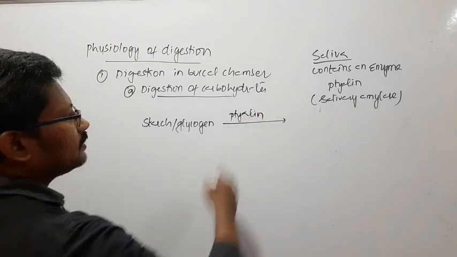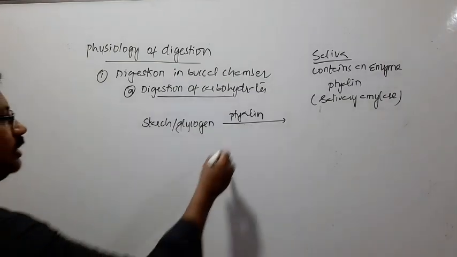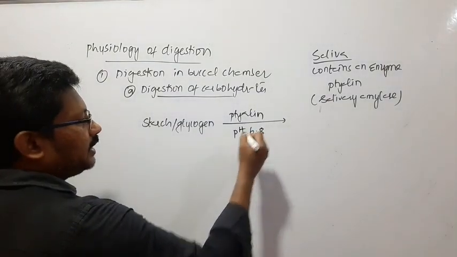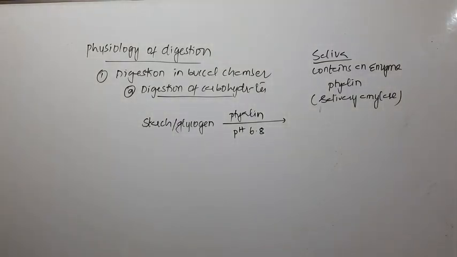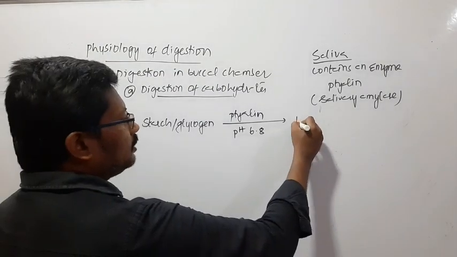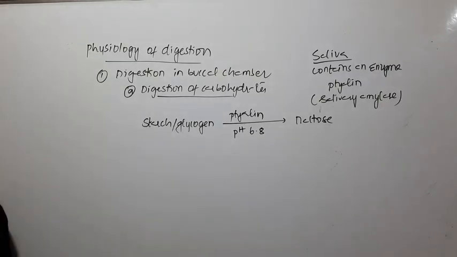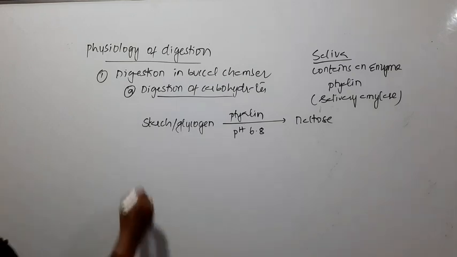So the ptyalin, that is salivary amylase, at the pH of 6.8, we know the saliva has a pH of 6.8, results in the conversion of starch or glycogen into maltose, which is a disaccharide. Now coming to the digestion of proteins.